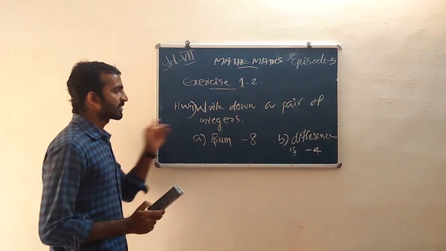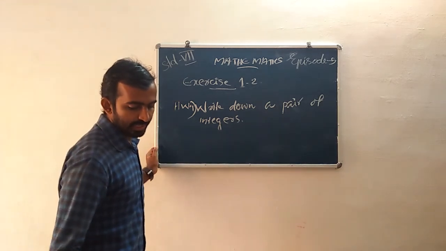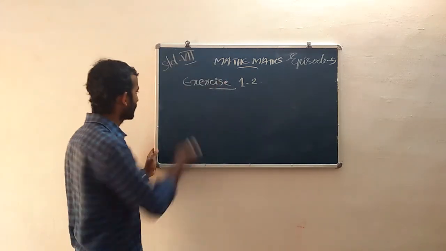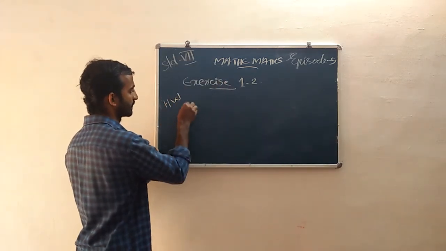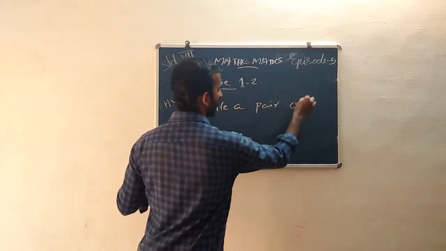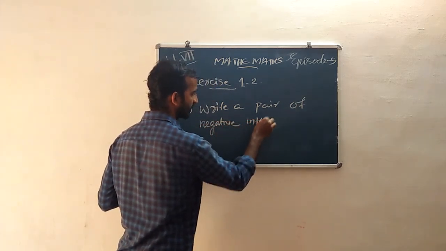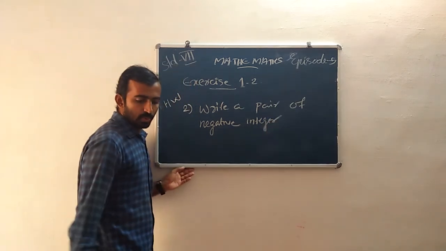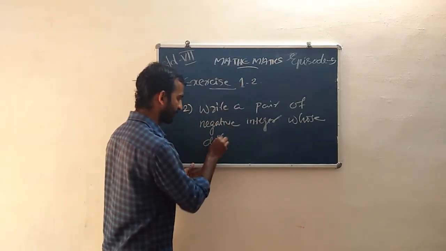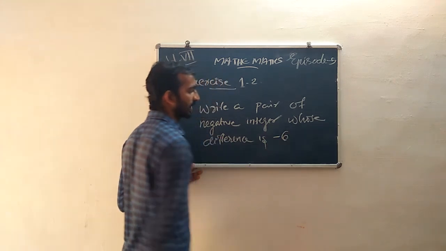This is the first homework, and the second homework is to write a pair of integers, a negative integer, whose difference is negative 6.